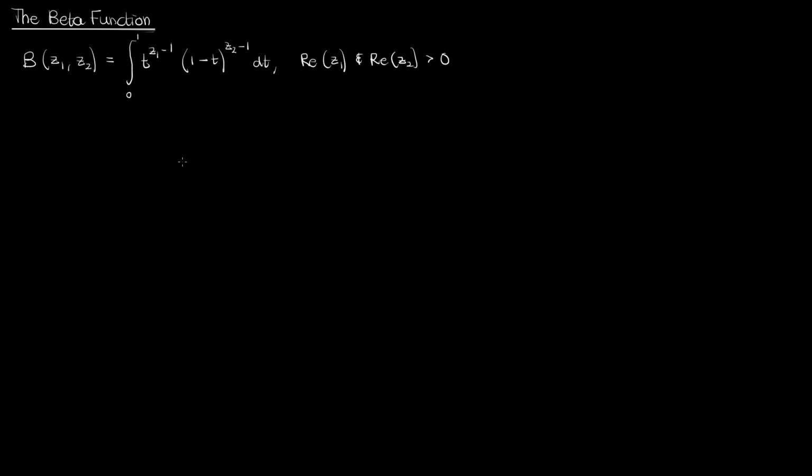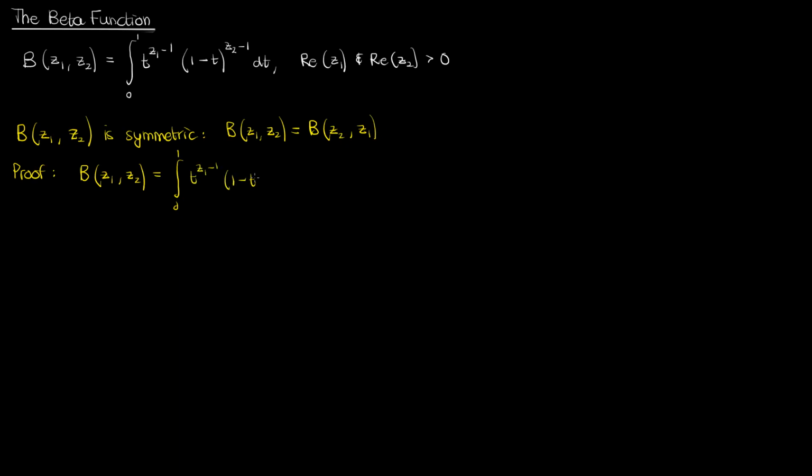And B also has some interesting and important properties. The first is the symmetry property, which says that the beta of z1 and z2 is the same as the beta of z2 and z1. The proof of this is pretty simple. We know that by definition, the beta of z1 and z2 is the following.